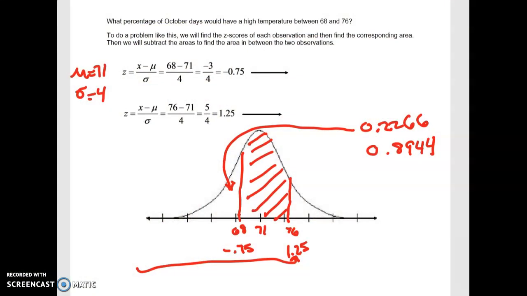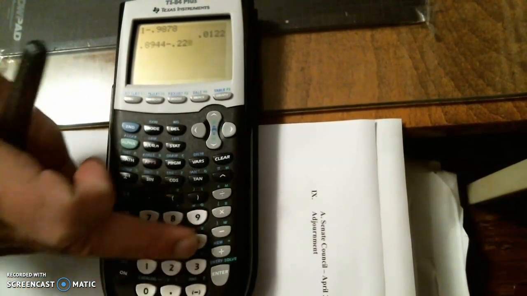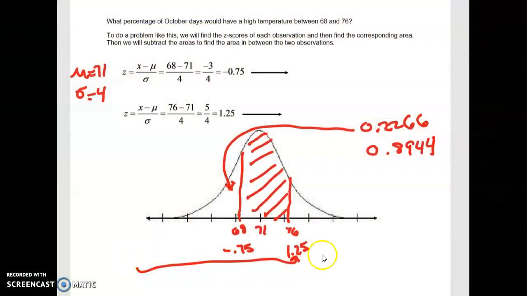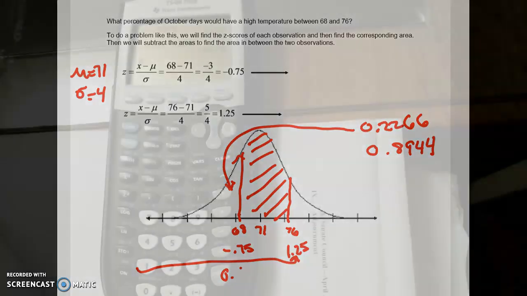0.8944 minus, well, short-term memory loss here. What do we have? 0.2266. So 0.8944 minus 0.2266 gives me 0.6678. So that tells me that this area is 0.6678.